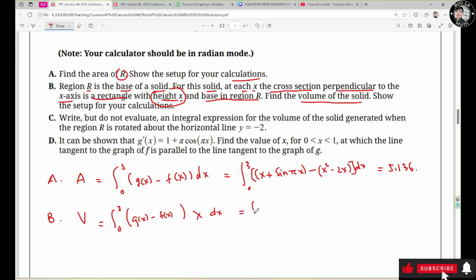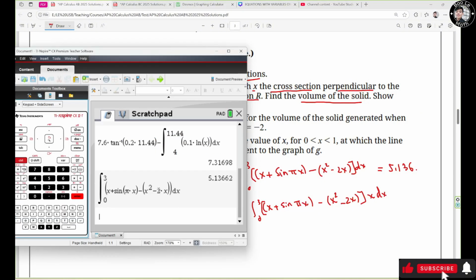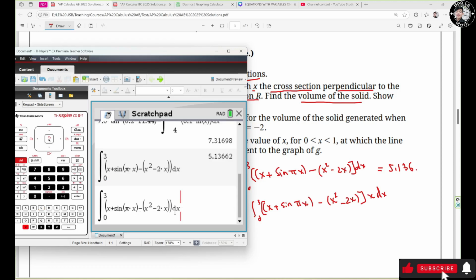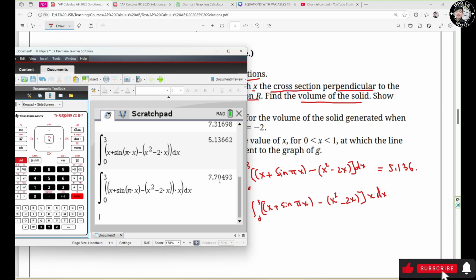Alright, so it turns out to be the integral from 0 to 3 of x plus sine pi x minus x squared minus 2x, times x dx, right? Now you're going to bring up the calculator. So I'm going to copy this one down. Alright, I just put x right here. Hit enter. The answer is 7.704, right?